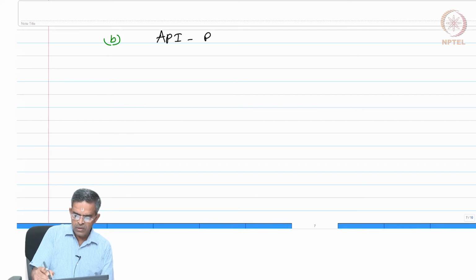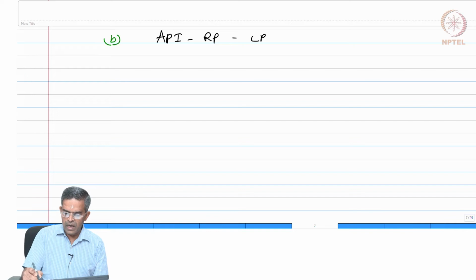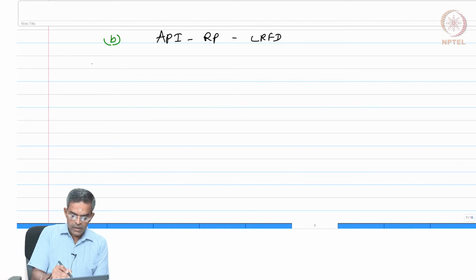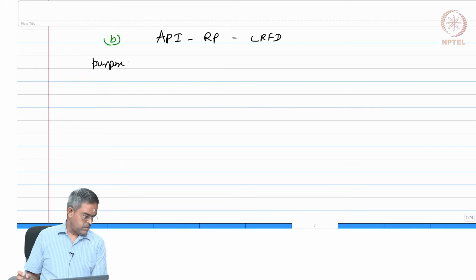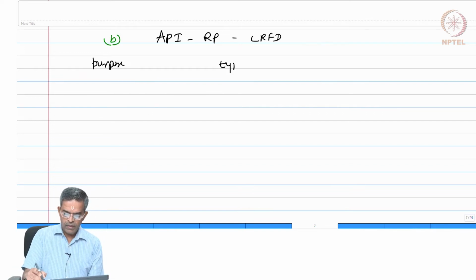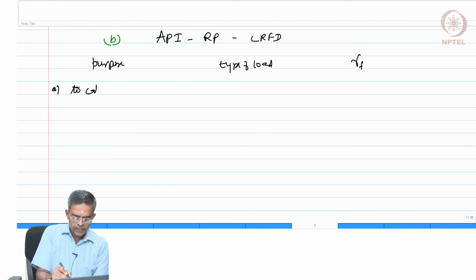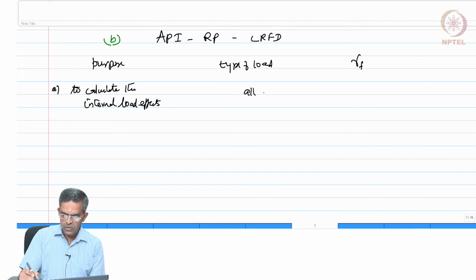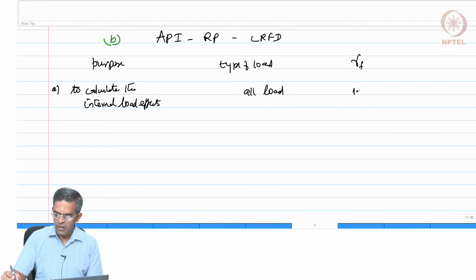American Petroleum Institute recommended practice LRFD, load resistance factor design code. Okay, it is a codal provision given by API. It indicates, for the purpose, for the type of load and the load factor. If you say the purpose is to calculate the internal load effects, let us say that is the purpose, and for all loads you can have a common factor as 1.3.